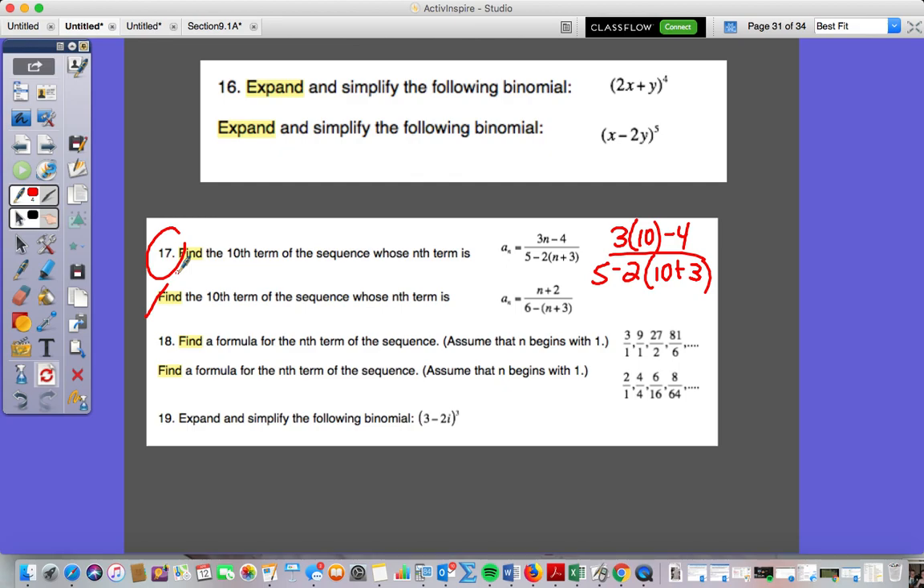Expanding on number 19. I'll come back to 18 in a second. Do y'all feel good on the expanding part? What would go in for B? -2i. Good. 18, find a formula for the nth term of the sequence.